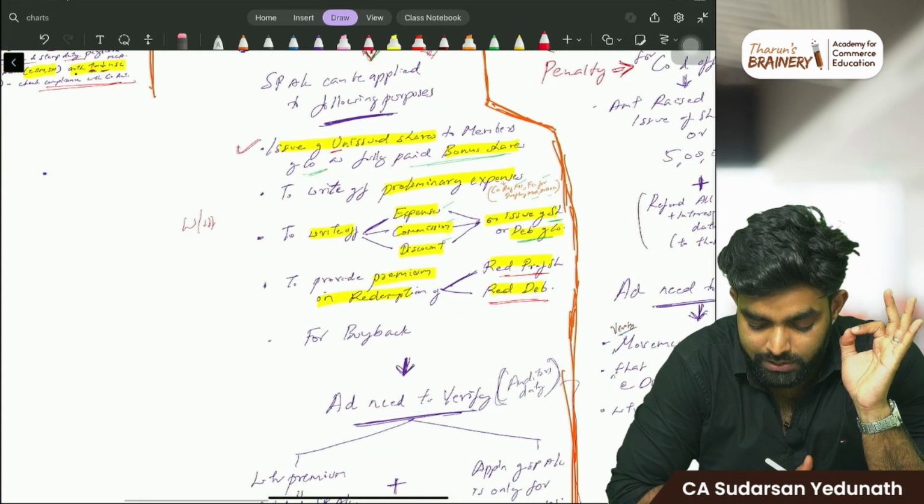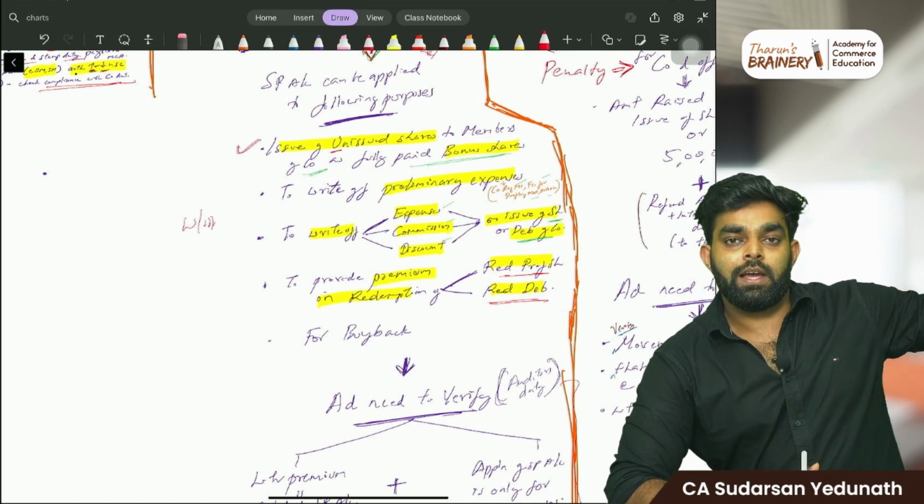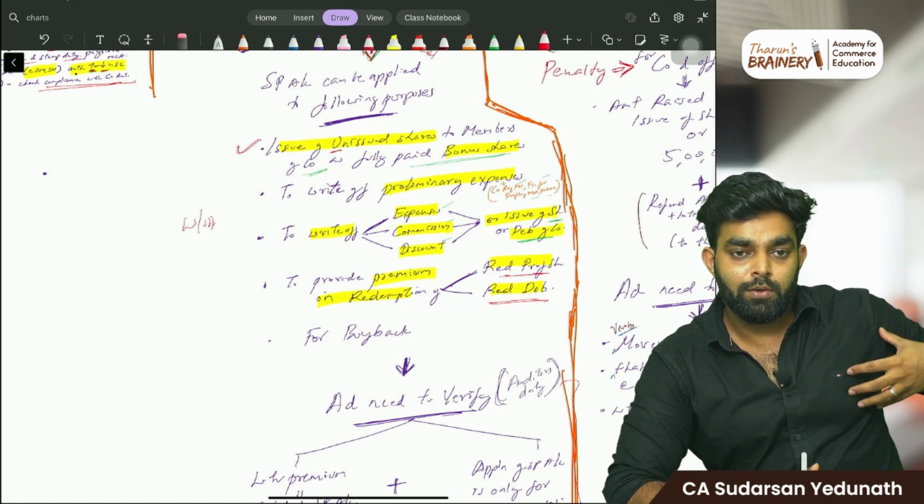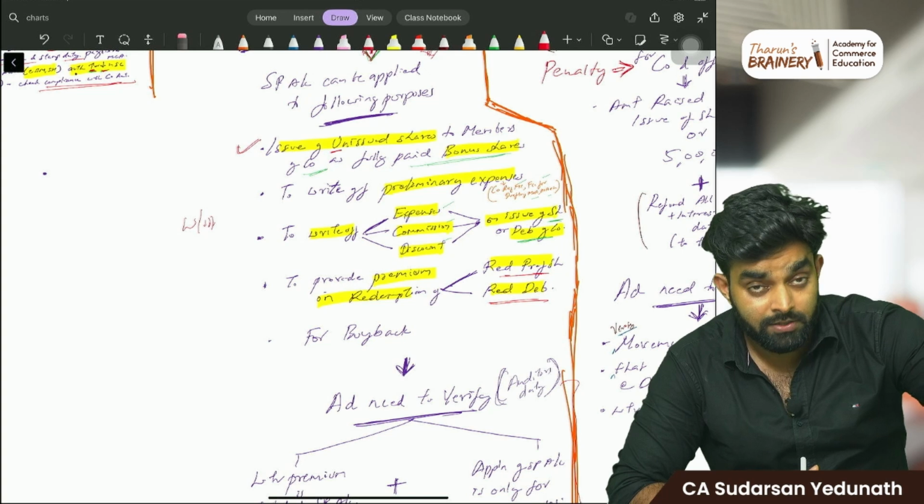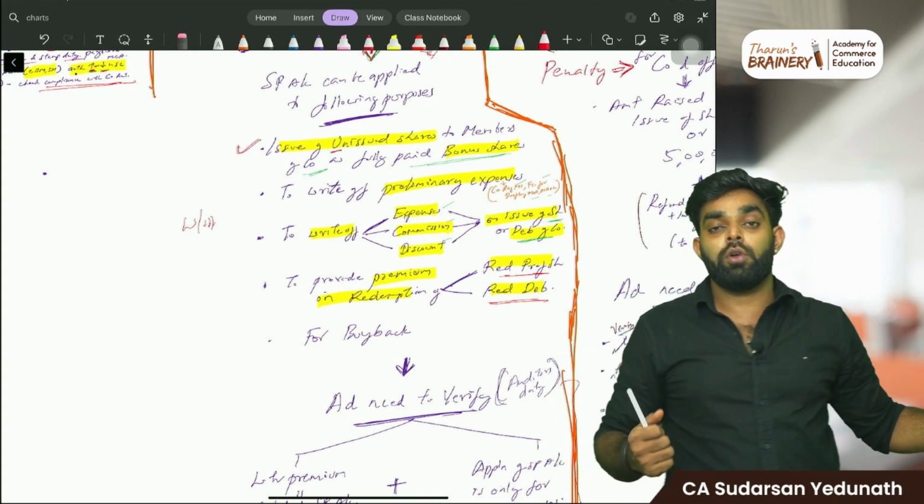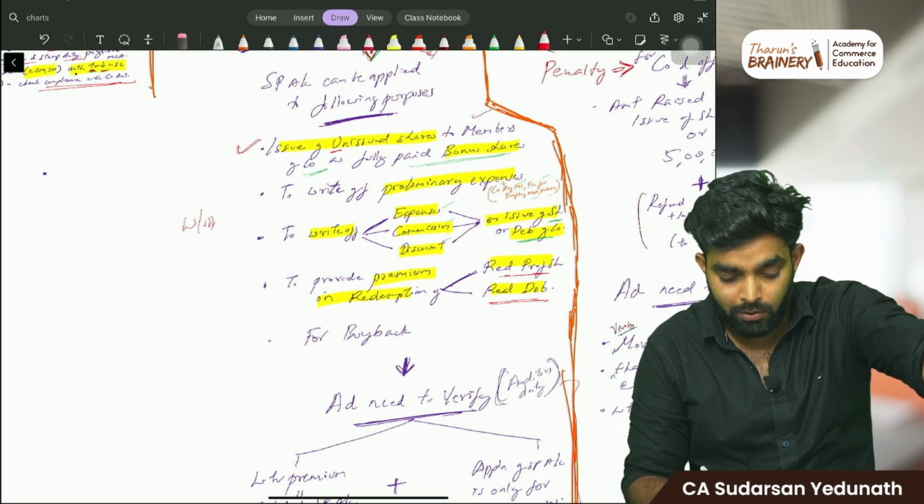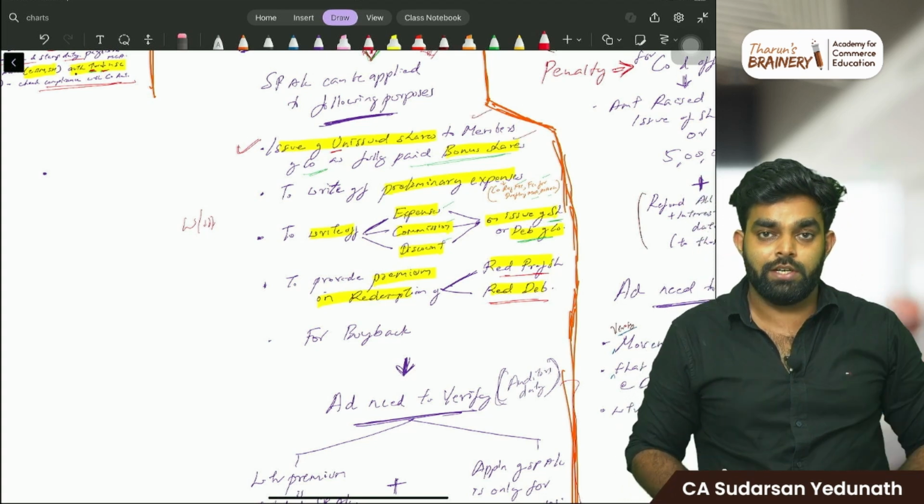Issue of unissued shares to members of the company as fully paid bonus shares. When a company gets a securities premium account, it can issue unissued shares. The company may have certain shares that are not issued to anyone. So issue those shares to the members, to existing shareholders, as fully paid bonus shares.